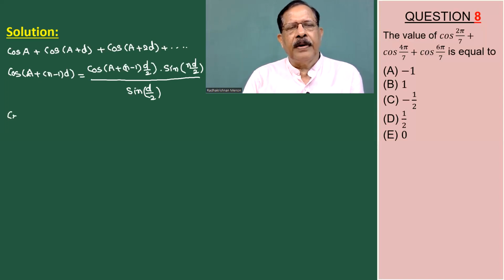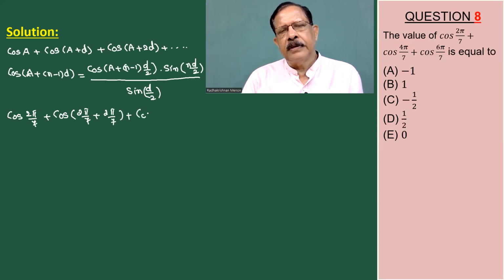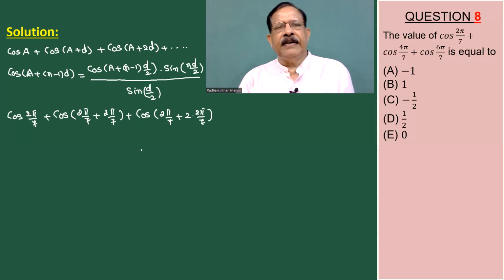So we are getting the first term as cos 2 pi by 7. The second term I am writing as cos of 2 pi by 7 plus 2 pi by 7, that is 4 pi by 7. And the third one, cos of 2 pi by 7 plus 2 into 2 pi by 7. So by comparing with the formula, we are getting A is equal to 2 pi by 7.